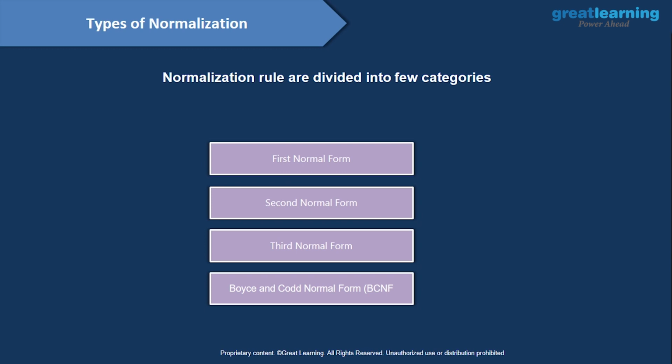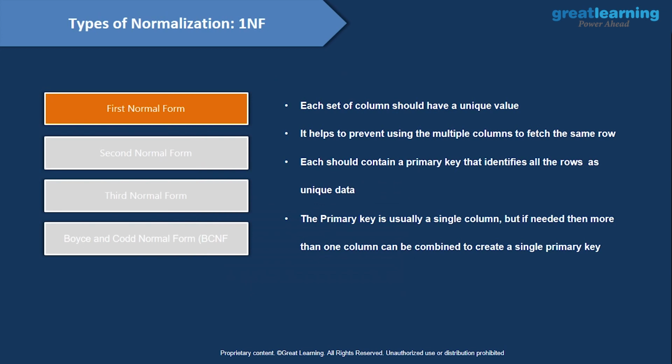So let's start with first normal form, which is known as 1NF. Each set of columns should have a unique value. It also helps to prevent using multiple columns to fetch the same row. It should contain a primary key that identifies all the rows as unique data. The primary key is usually a single column, but if needed, then more than one column can be combined to create a single primary key, that we already know. Now let's have a look at how you can use them in databases. So let's have an example of that.